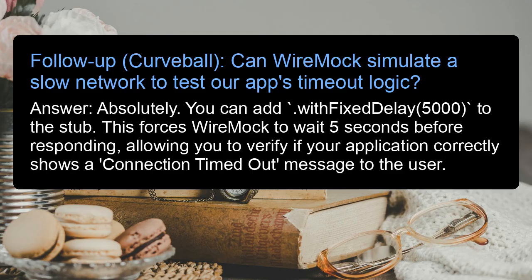Follow-up, curveball. Can WireMock simulate a slow network to test our app's timeout logic? Answer: absolutely. You can add withFixedDelay 5,000 to the stub. This forces WireMock to wait 5 seconds before responding, allowing you to verify if your application correctly shows a connection timed out message to the user.